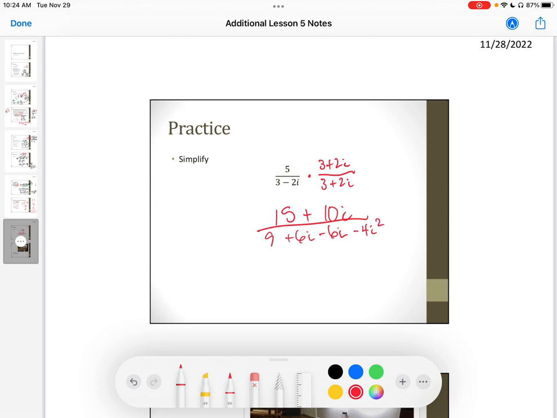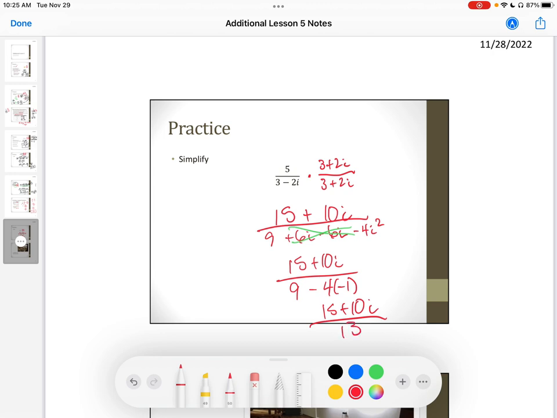Okay, remember our goal was to get rid of the i's. So when we multiply by the conjugate, those two i's there in the middle cancel each other out. And I'm left with a 15 plus 10i over a 9 minus 4. And then instead of an i squared, that becomes a -1. So that would be 15 plus 10i over 9 minus 4 times -1. It gives me a positive 4. So 9 plus 4 gives me 13.